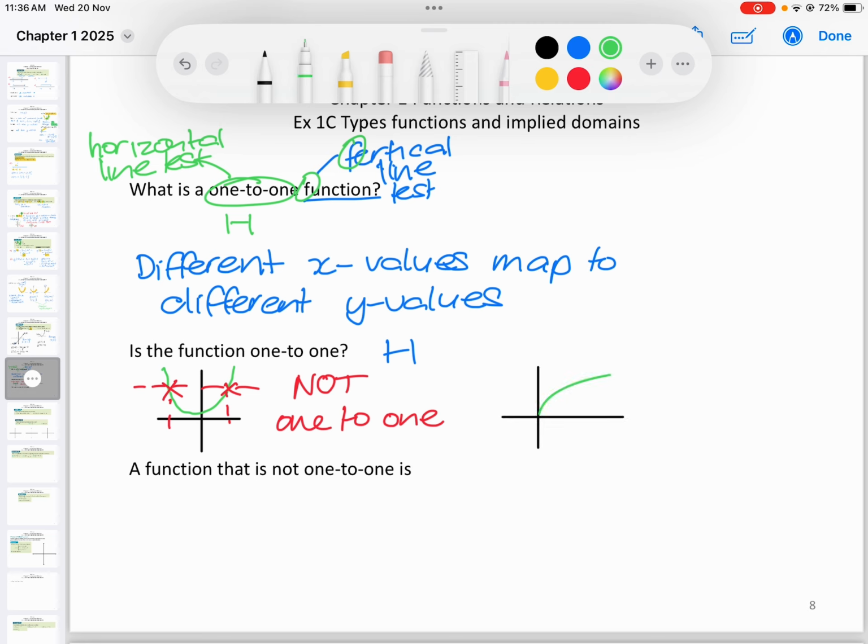What about if we had something like a square root X graph? Is this one-to-one? Does it pass the horizontal line test? Yes, it is one-to-one. A function that is not one-to-one, we call that many-to-one.